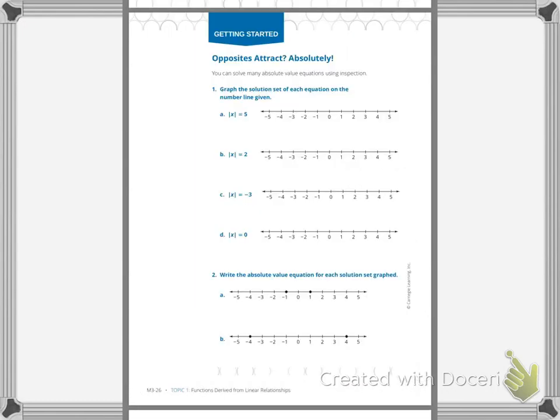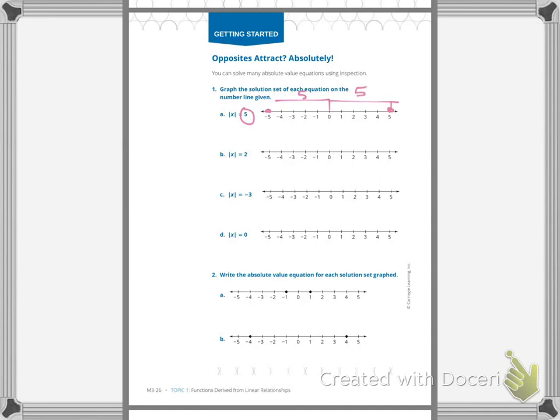Okay, so how does it relate to graphing on a number line? It says you can solve many absolute value equations using inspection. Graph the solution set of each equation on the number line. So remember, this is the distance from 0. So if I'm doing the distance from 0, I actually have negative 5 as an answer and 5 because they are both 5 units away from 0.